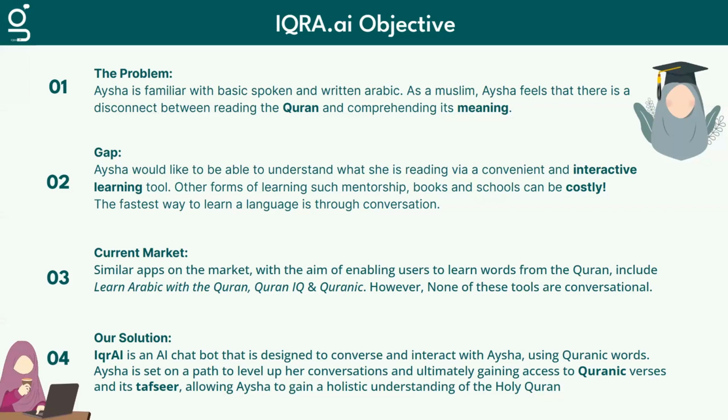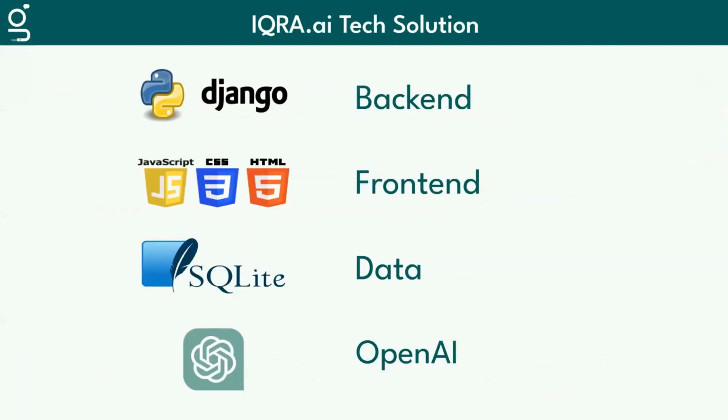Iqra AI is an AI chatbot that is designed to converse with the user, i.e., Aisha, allowing the user to learn Quranic Arabic verses, including the tafsir. And as a result of this, it allows users like Aisha to become closer to the Quran and become better Muslims. So I'll just pass across to Zainab, who will take us through the tools that she used to create the app and the demo.